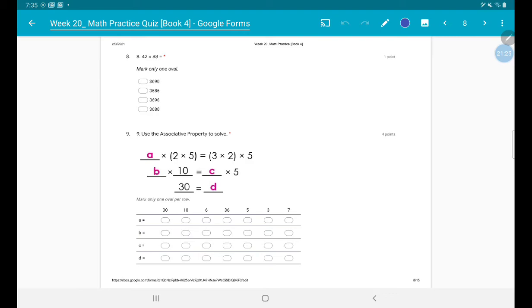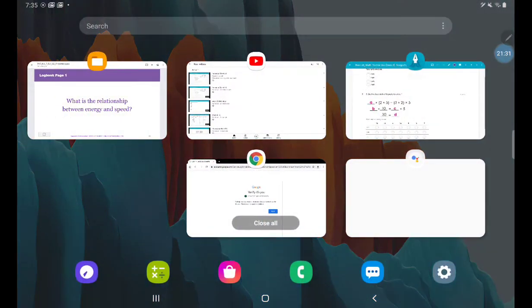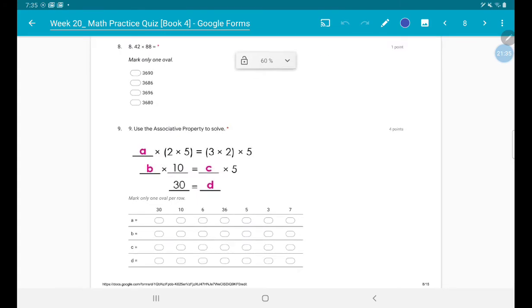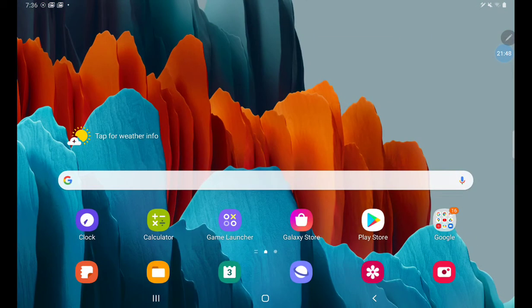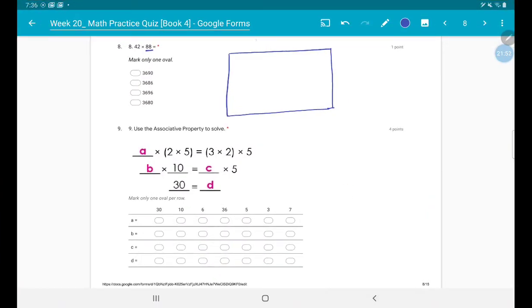Next, I'm going to go on to number 8. I have a multiplication problem of a 2-digit number. So I'm going to multiply 42 times 88. I'm going to draw an area model. My longest side is going to be 88. I'm going to split that into expanded form.